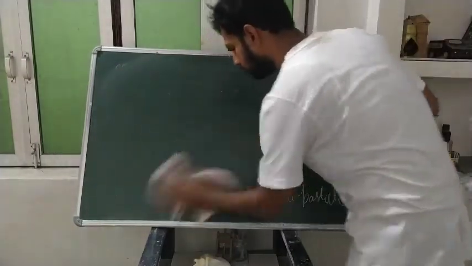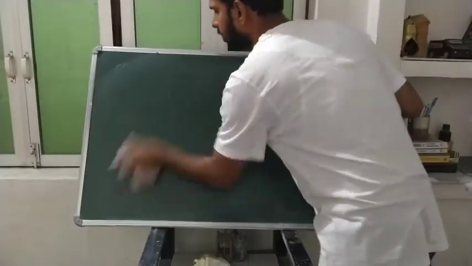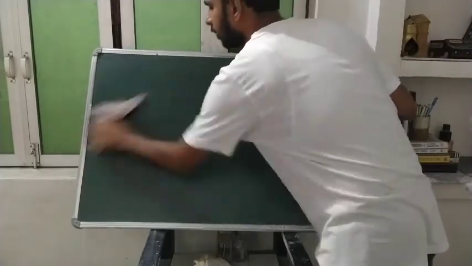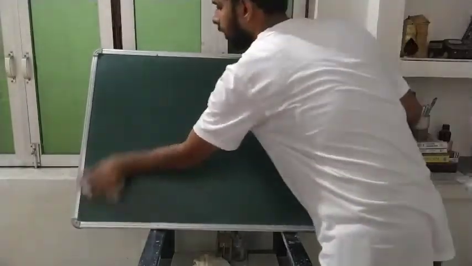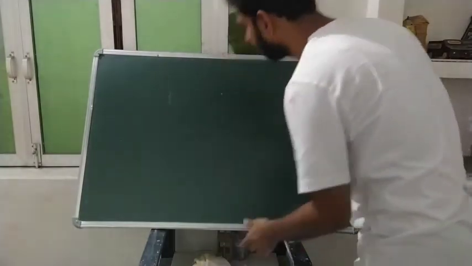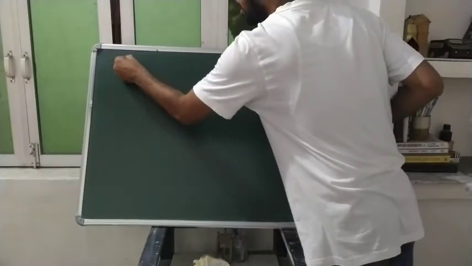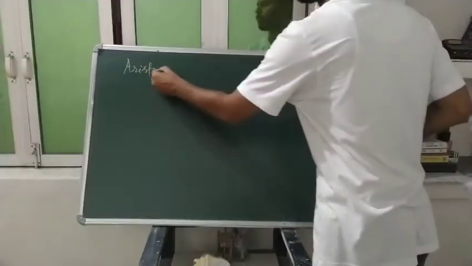Now move to the very first philosopher, our Aristotle. He was present at the time of Alexander the Great, in 322 BC or 323 BC. First we shall move to Aristotle's theory.